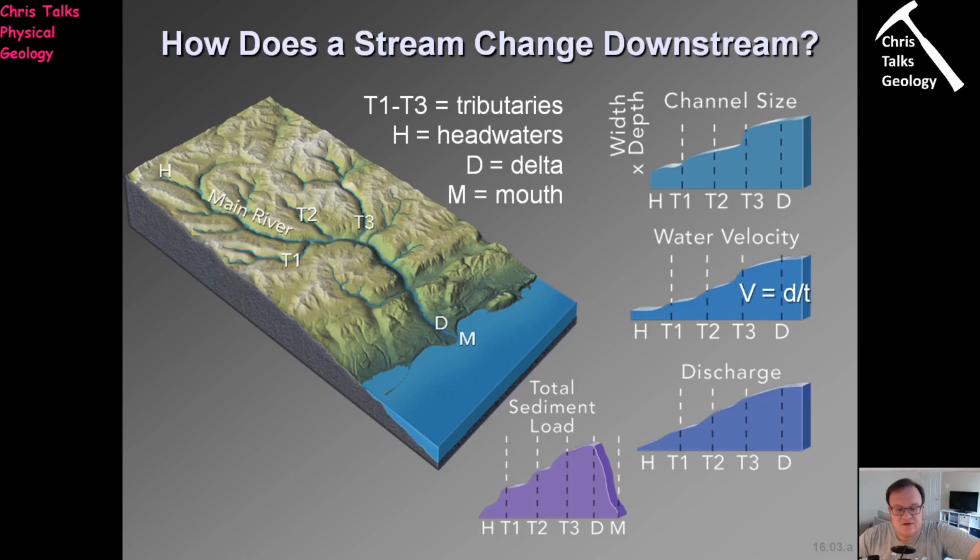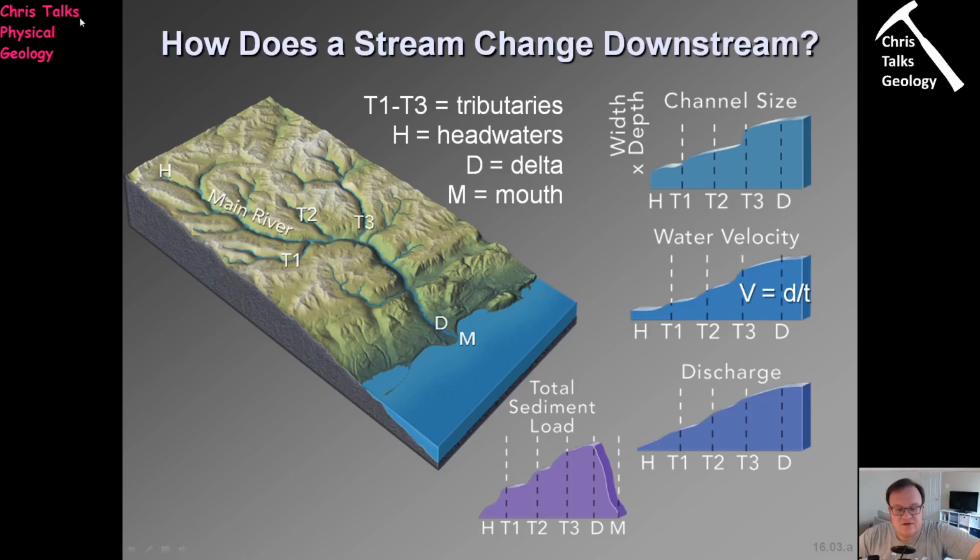Next we have the total sediment load, so how much sediment is actually being carried by the river. Well, up here in the headwater, the river itself is not actually going to be that big. It's going to be quite a narrow channel with not much water in it. So that river, yes, it can transport quite large sediment because it's quite energetic water, but because there's so little water there, it's not really transporting that much when you add it all up.